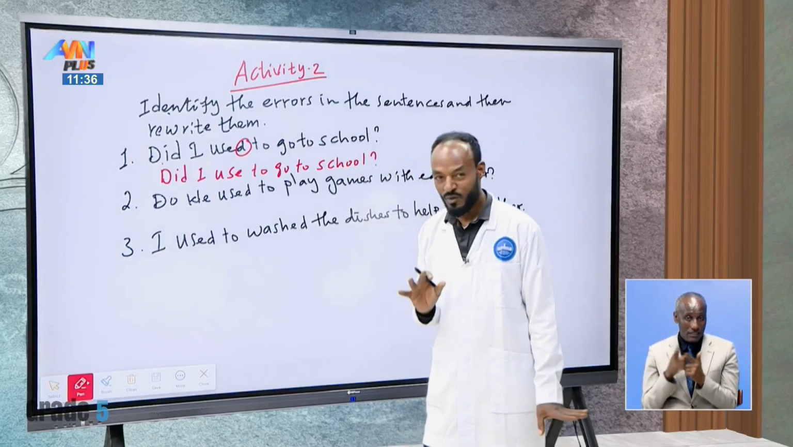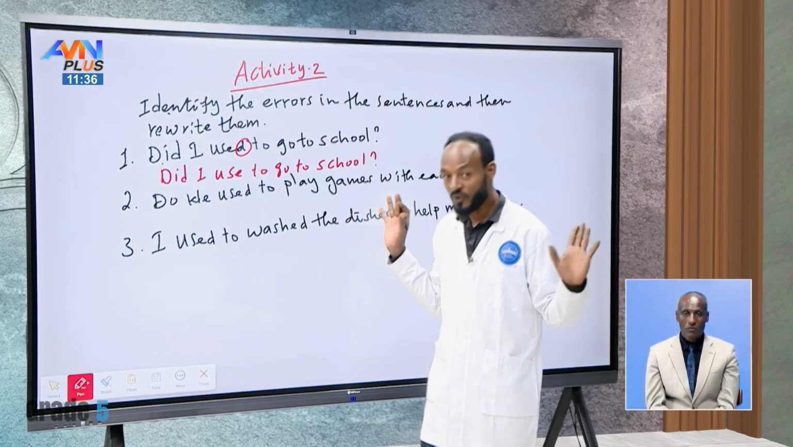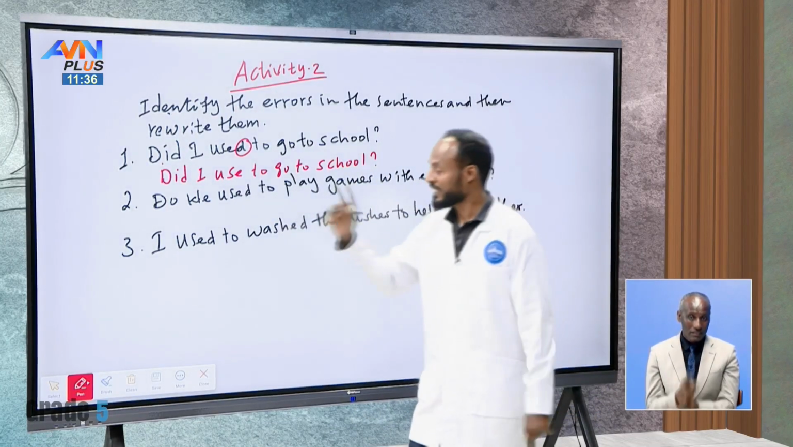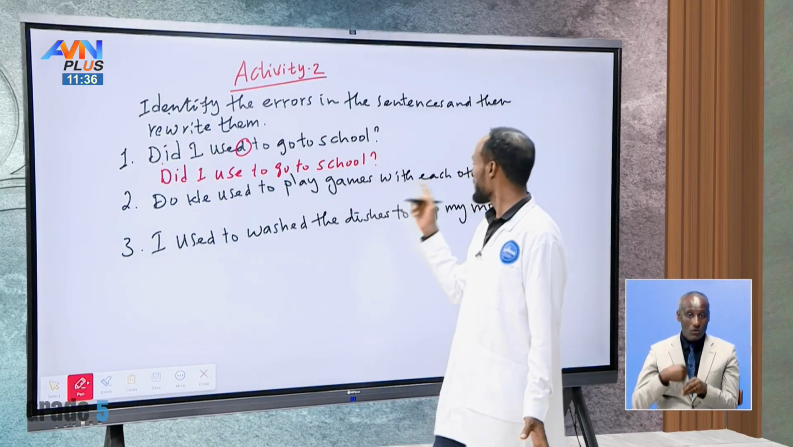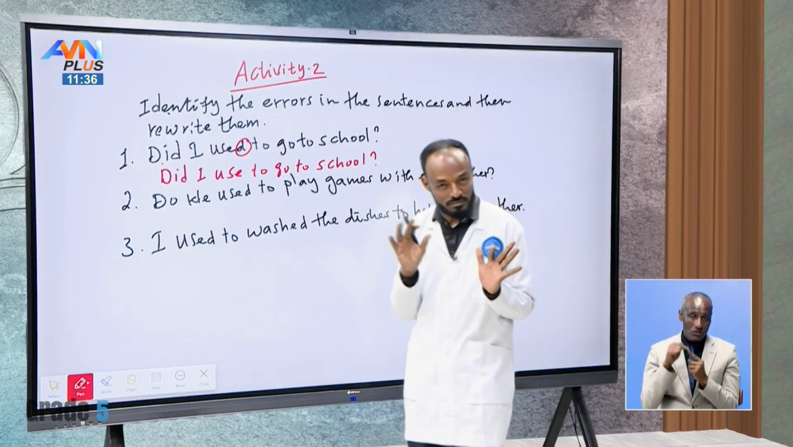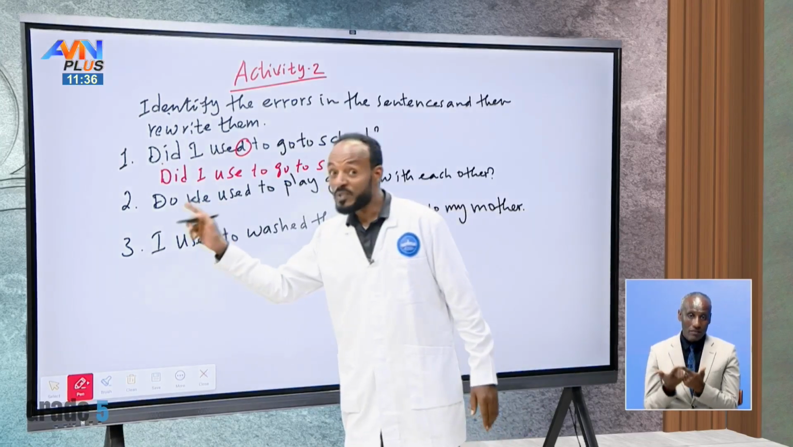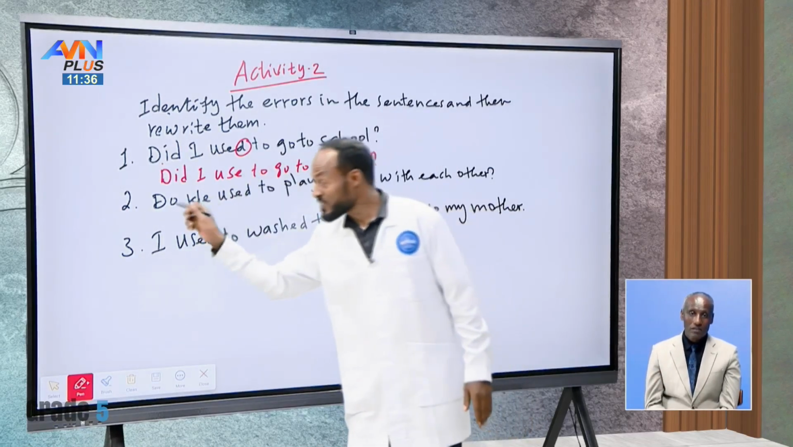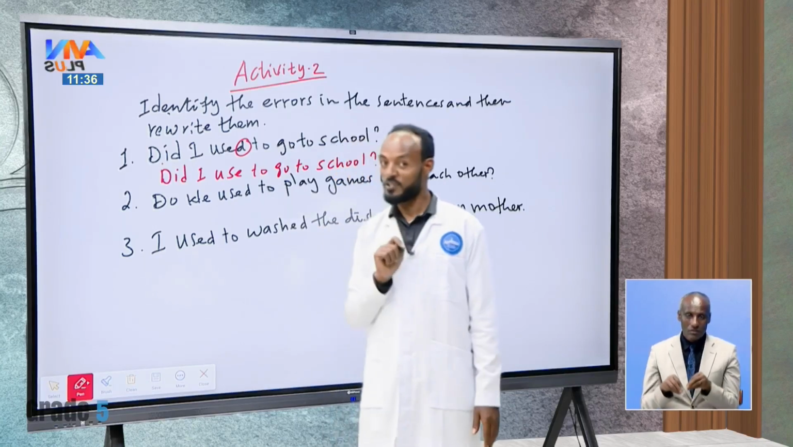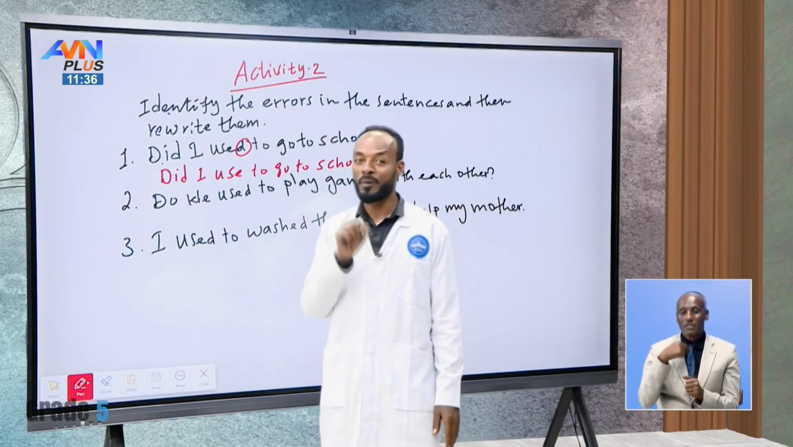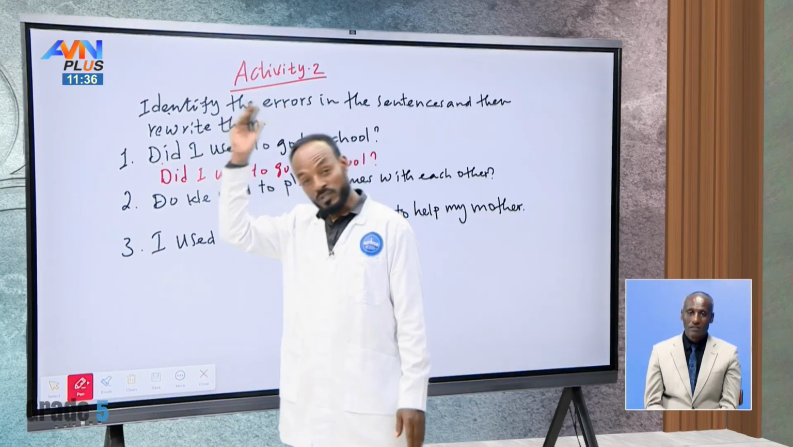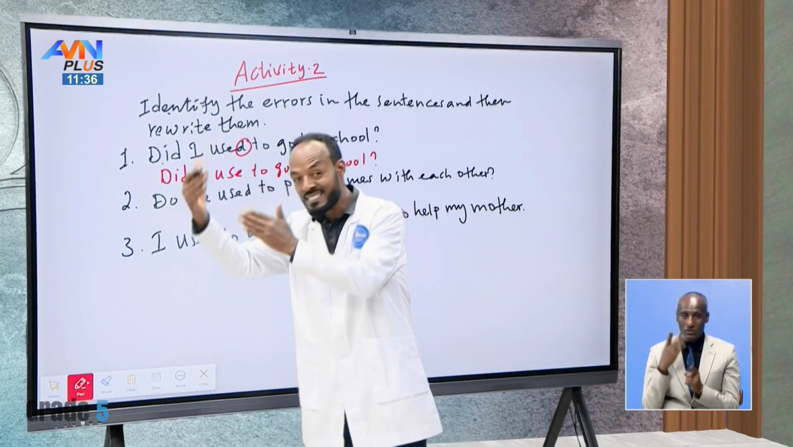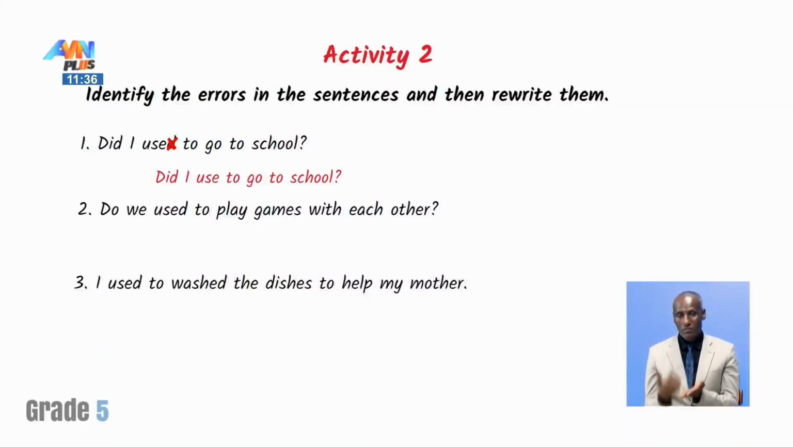Is there something wrong or right? Is that right? Sure? Okay, let's check it. Do we use it to play games with each other? If we're talking about past, can we say do? We cannot say do, because do is just about present tense. So, we're talking about used to. That is about past, something happened there. Okay? So, this is completely wrong.